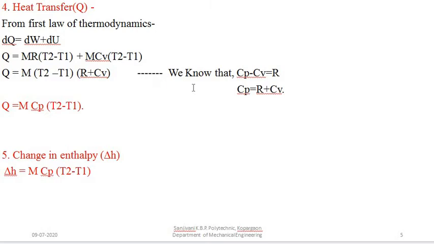So what is this R plus Cv? Characteristic constant plus specific heat at constant volume. There is a relation between Cp, Cv and R. We know that Cp minus Cv is equal to R. Therefore Cp is equal to R plus Cv. So we can replace this R plus Cv by Cp. Therefore this equation becomes Q is equal to m Cp T2 minus T1. So this is the equation to calculate the heat transfer for the constant pressure process.